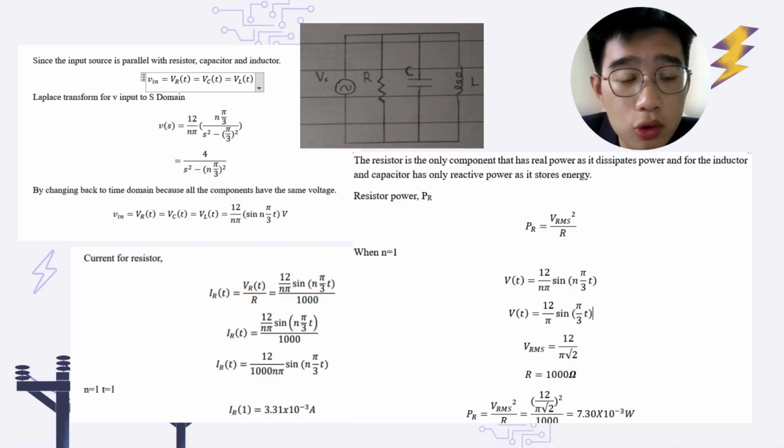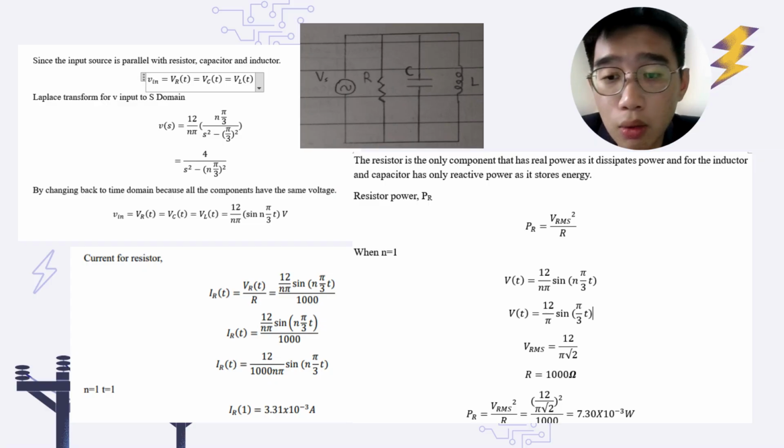So when n equals 1, we substitute into the voltage, 12 over n pi sine n pi over 3t, and it becomes 12 over pi sine pi over 3t. So 12 over pi is the maximum amplitude for the voltage. For calculating VRMS, it is 12 over pi square root 2. The resistance is 1000 ohm. By putting all the values inside, we will get 7.3 times 10 to the power of negative 3 watt.